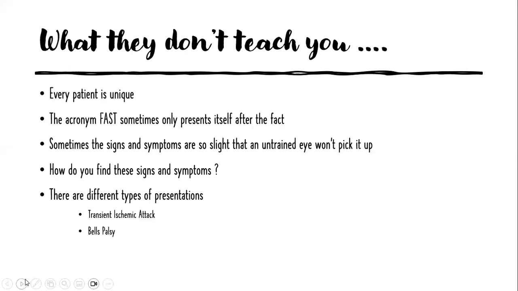Now, what they don't teach you, and this is very critical, is that every patient is unique. No one person is exactly the same. Sometimes the acronym FAST only presents way after the fact. Sometimes these things are so slight we don't even pick them up. To the untrained eye, we don't even notice it. We don't know the patient as well as the people that live with the patient or that know the patient well. So we might have to ask them, are there any things that are different?